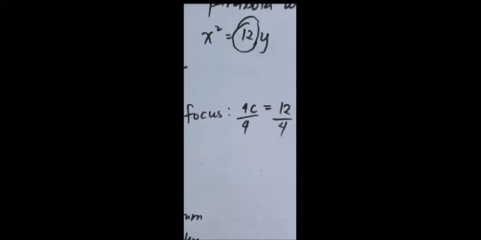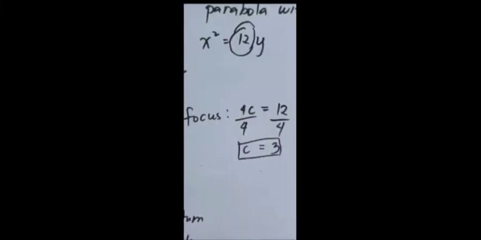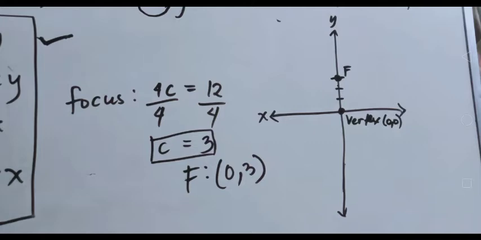So what we will get there is the c. So we will divide both sides by 4. So c now is equal to 3. So meaning our focus is at point 0, 3. 0 at x-axis and 3 at y-axis. So we can now locate that in our Cartesian coordinate plane. So we will count 3 units above our vertex. So that is 1, 2, 3, and that is now our focus.